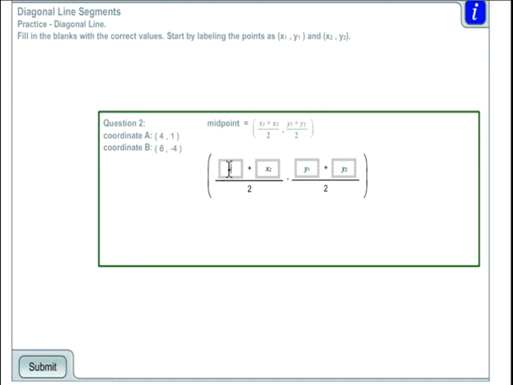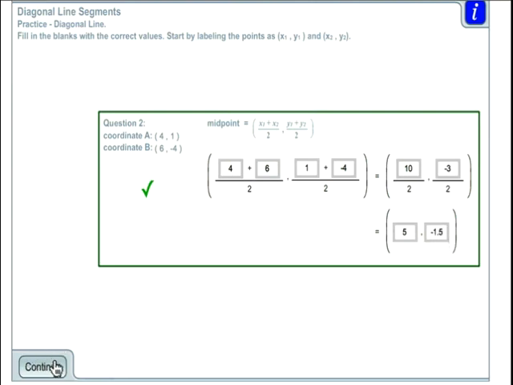In this example, x1 is 4, x2 is 6, y1 is 1, y2 is negative 4. 4 plus 6 gives us 10. 1 plus negative 4 is negative 3. 10 divided by 2 is 5. Negative 3 divided by 2 is negative 1.5. And that's our midpoint for the line segment AB.